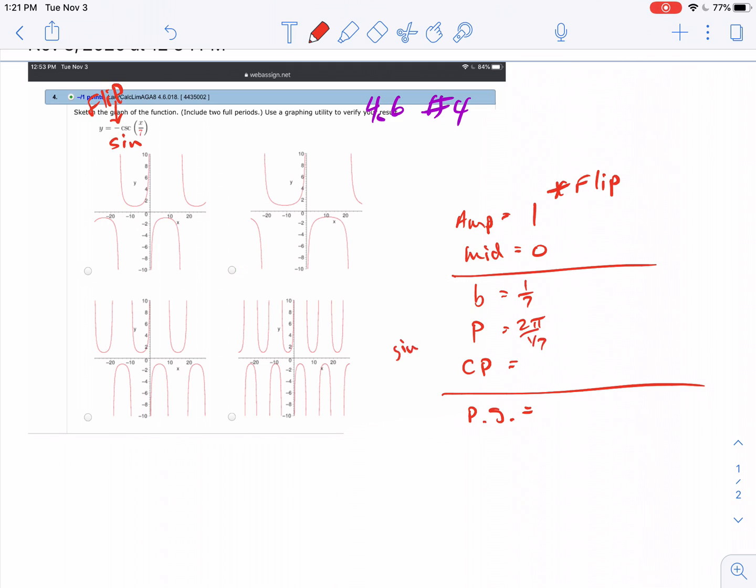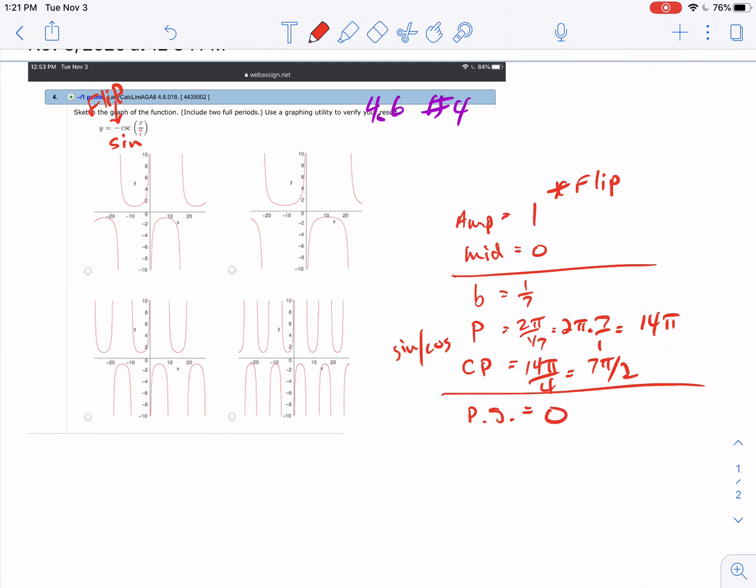Remember, we use the sine or cosine rules for a period and critical points. So when you divide by 1 over 7, it's like multiplying by 7 over 1, so you get 14 pi. And then the critical point, you divide by 4 for sines and cosines, and so that's 7 pi over 2. And then there is no phase shift at the end.